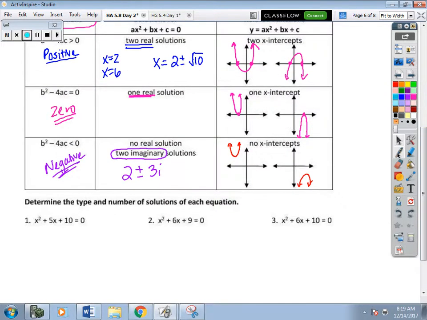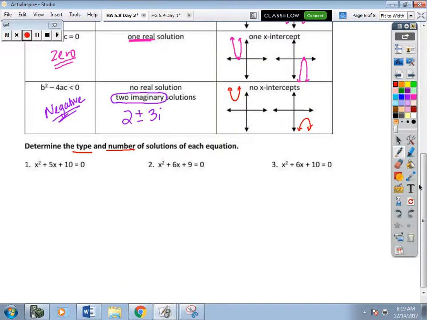All right, so the questions at the bottom, again, do not say solve. So we're not using the quadratic formula to get two answers. We're just asked to determine the type and number of solutions that each equation has. So all we have to do for this one is to use the discriminant. So we're going to do just the b squared minus 4ac portion of the formula. Again, this is not going to tell us what the answers are. It's just going to tell us how many answers we would get and what type they are.